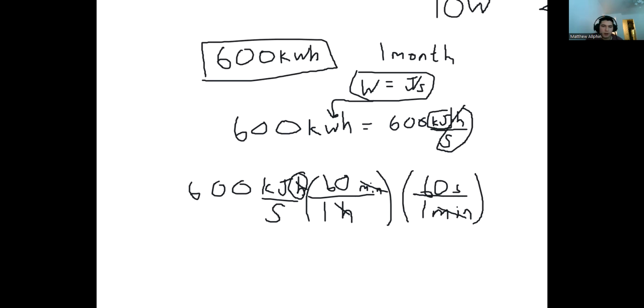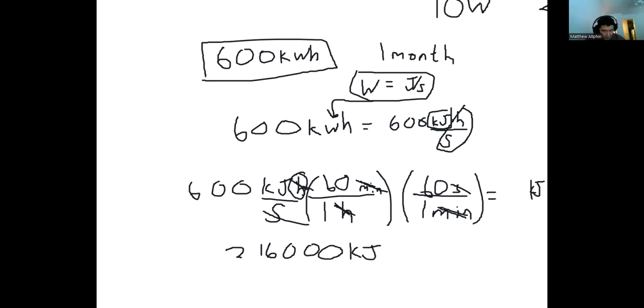And so I see my minutes cancel here with these minutes, and my hours cancel with this hour, and then these seconds cancel with these seconds, and I'm left with just kilojoules. And if I can run that through my calculator really quick, I get that my energy consumed is 216,000, and that's kilojoules, right?